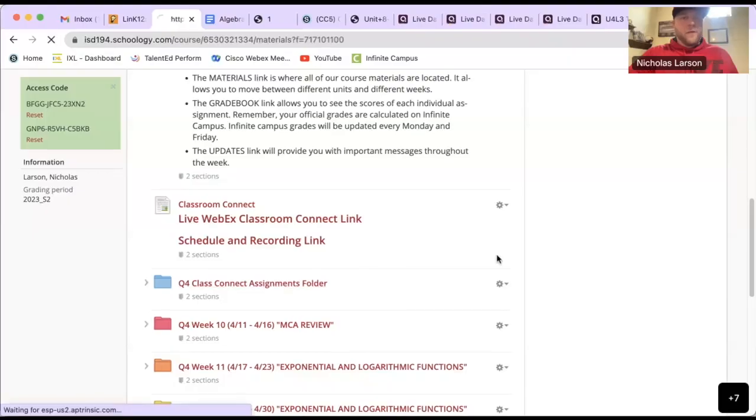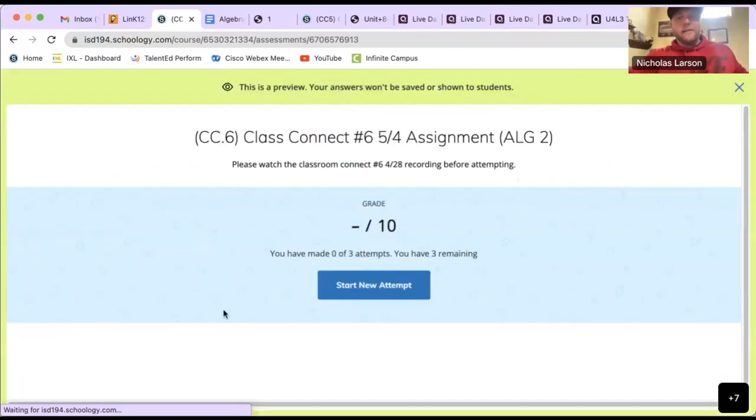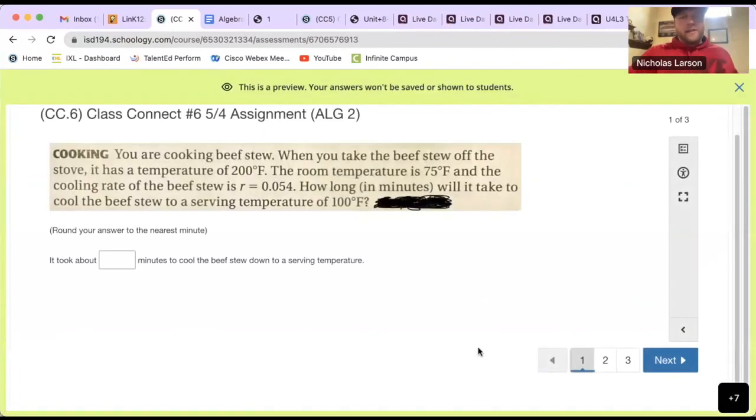So just a reminder, because again, it has been a long time. Here's where you can find our Class Connect assignments, and we'll talk about them. It's going to be the Q4 Class Connect assignments folder. And if we look at the first question, it's asking about Newton's law of cooling. So let me run through that quick.